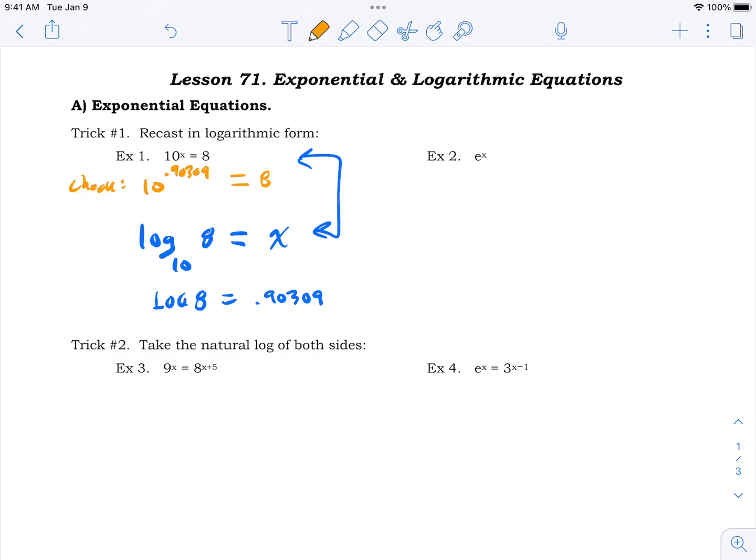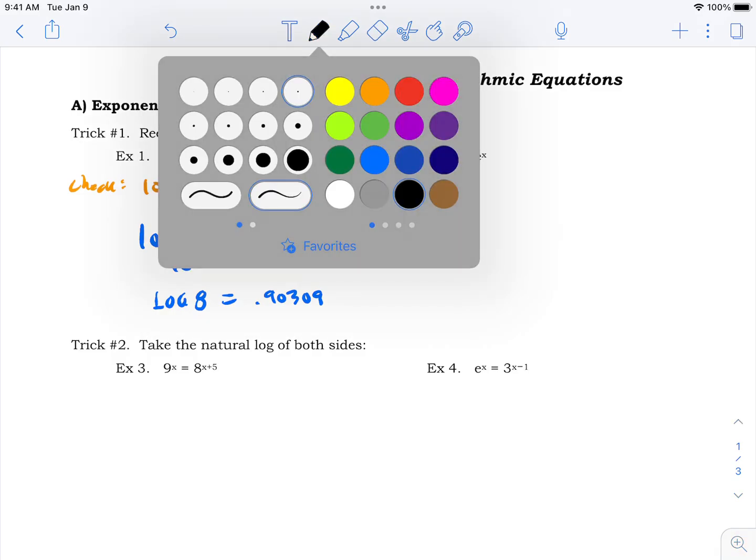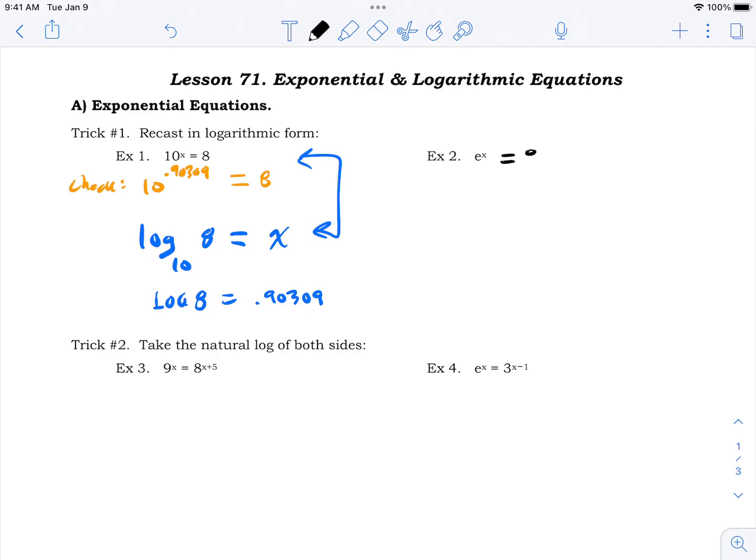Okay, so recast in logarithm form. I'm going to do that trick over here too. So I've got e to the x. Oh, somebody didn't finish the equation. Let's finish the equation, folks. Pretend that said something like e to the x equals 8. Okay, typo. It was supposed to be a finished equation. It's not supposed to be just e to the x sitting there. You can't solve something if it's just sitting there. You have to know what it equals. If you know that e to the x equals 8, okay, now we can solve it. So let's just pretend that's there.